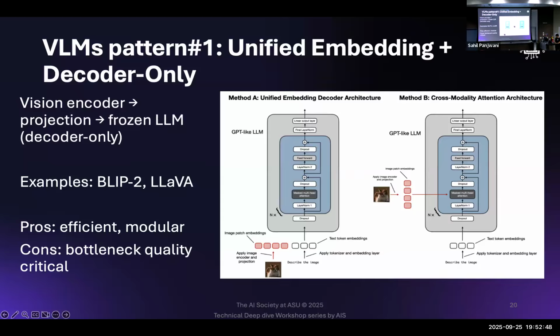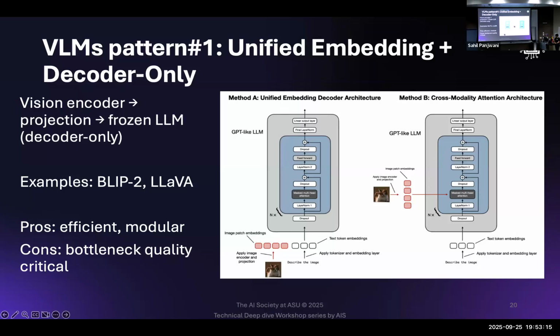like a GPT-style decoder that generates text. The key idea here is modularity. I've given you some examples like BLIP-2 over there. Over there, the image is converted into embeddings, and then it is projected into a format that a frozen LLM can use to generate text. And LLaVA works very similarly as well.